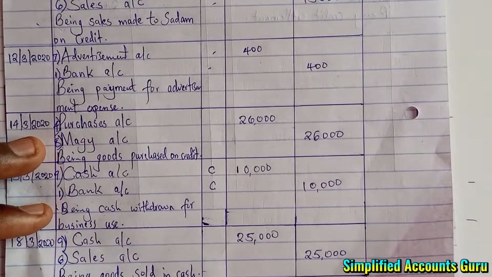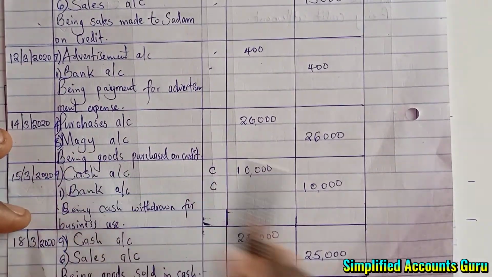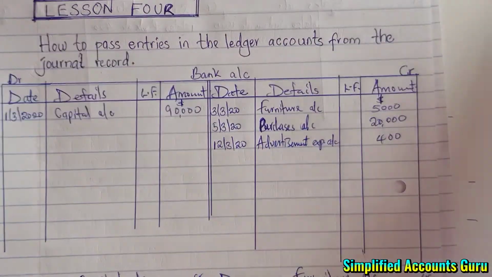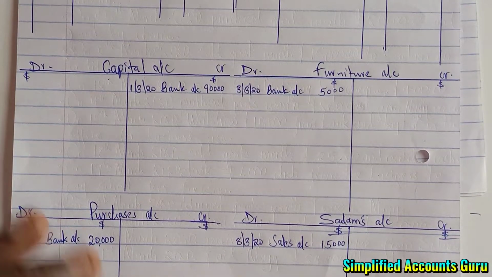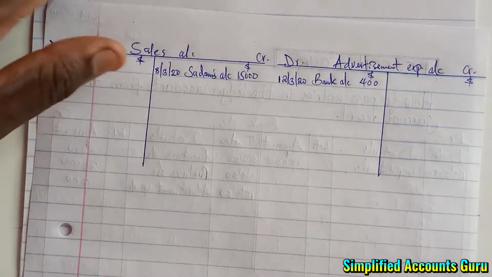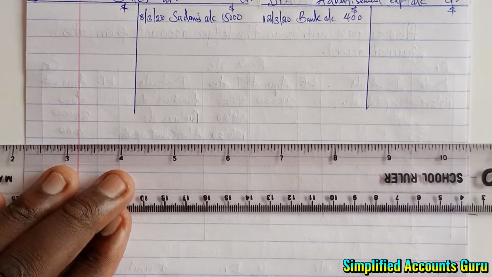The next one that we are going to deal with is on 14th March, purchases and Maggie's account. We already have here purchases account, but we don't have Maggie's account. So we can go and develop another account to call it Maggie's account.